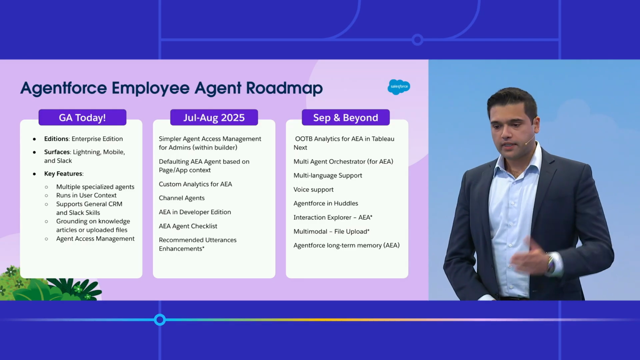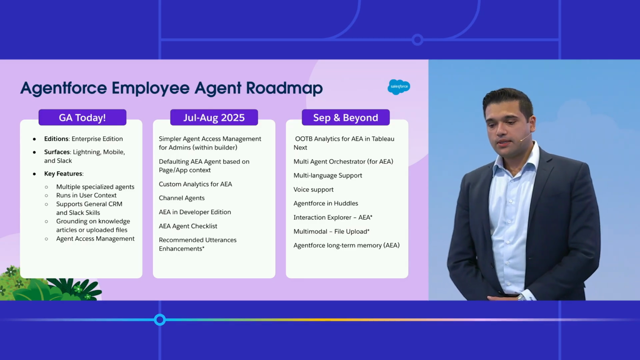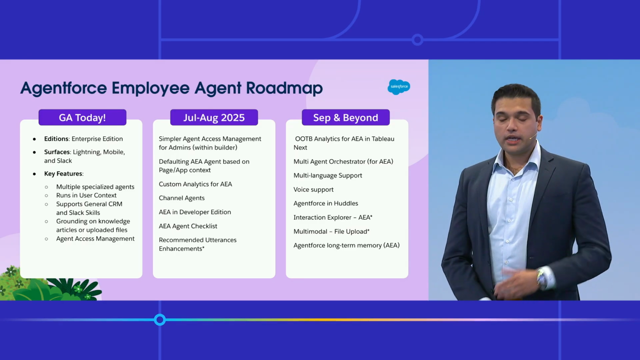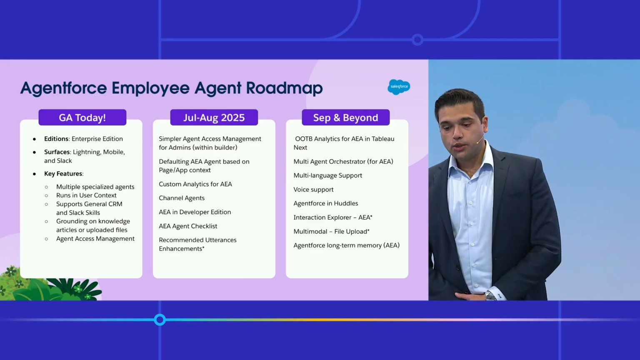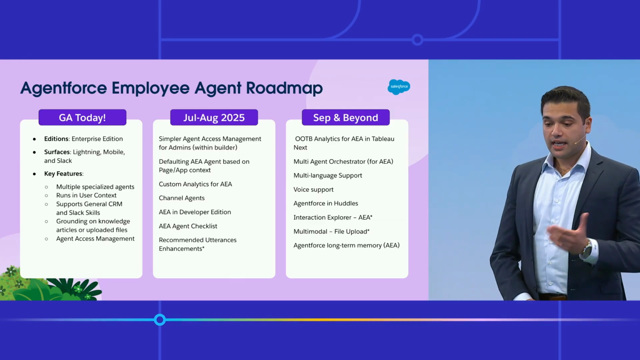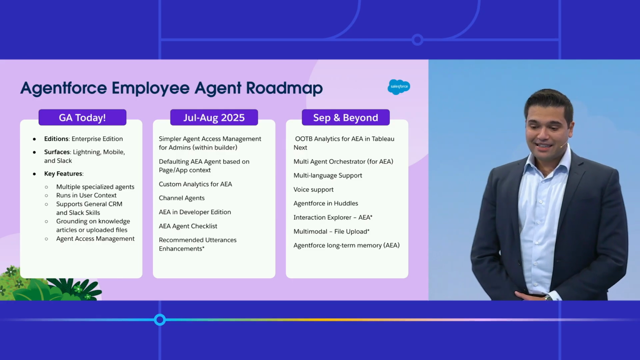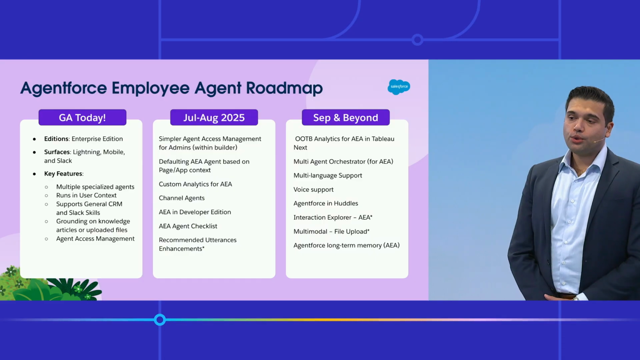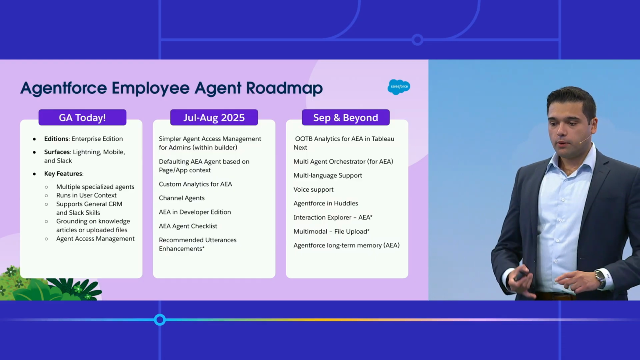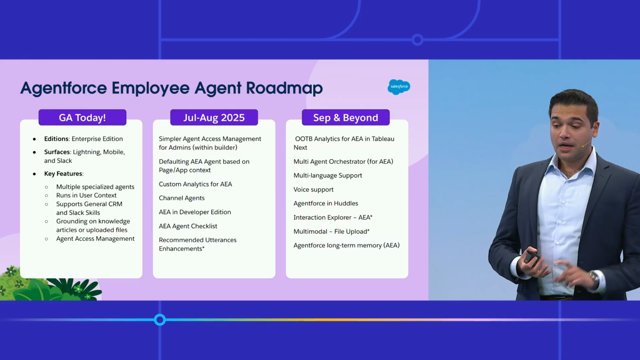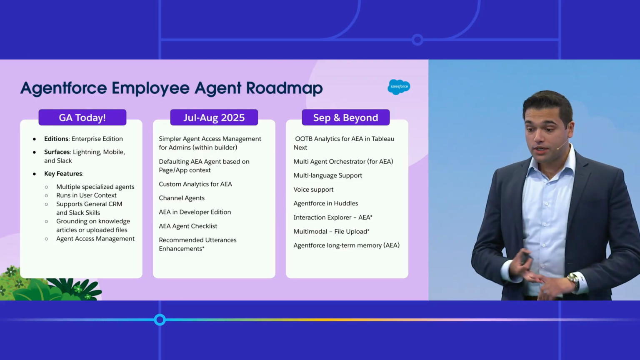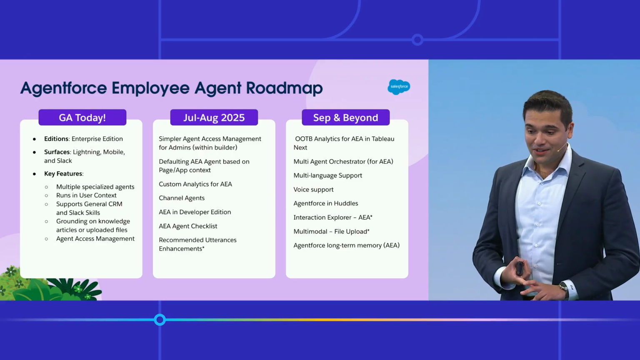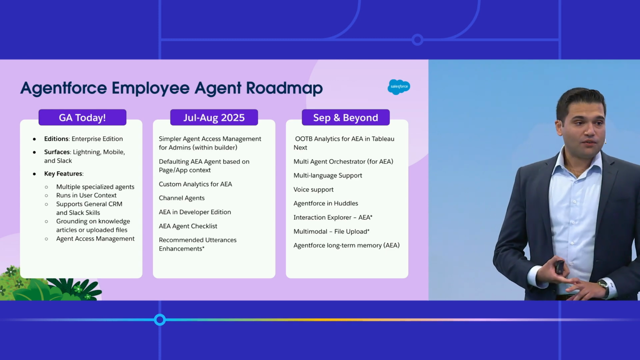But what's coming further over the next few months is that you get simpler access management for admins. You can get channel agents. You get this in a developer edition. You also get agent checklist as well. And September and beyond, closer to Dreamforce, what you will see is that we will support multi-agent orchestrator. We will have multi-language support, voice support, Agentforce in huddles, and multimodality for file upload as well.